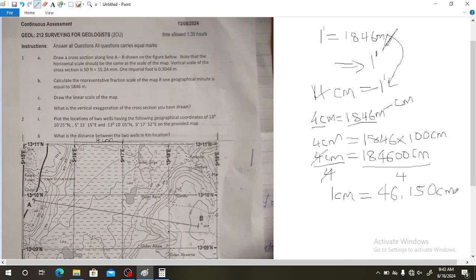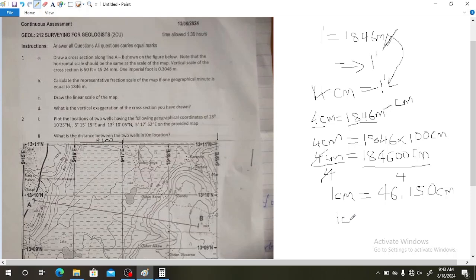So this is the scale of this map. You get it? But to make it standard, because there may be errors in measurements and all of that, we have standard scales. So we are not going to leave the answer this way. We are going to approximate it. We'll be left with what?